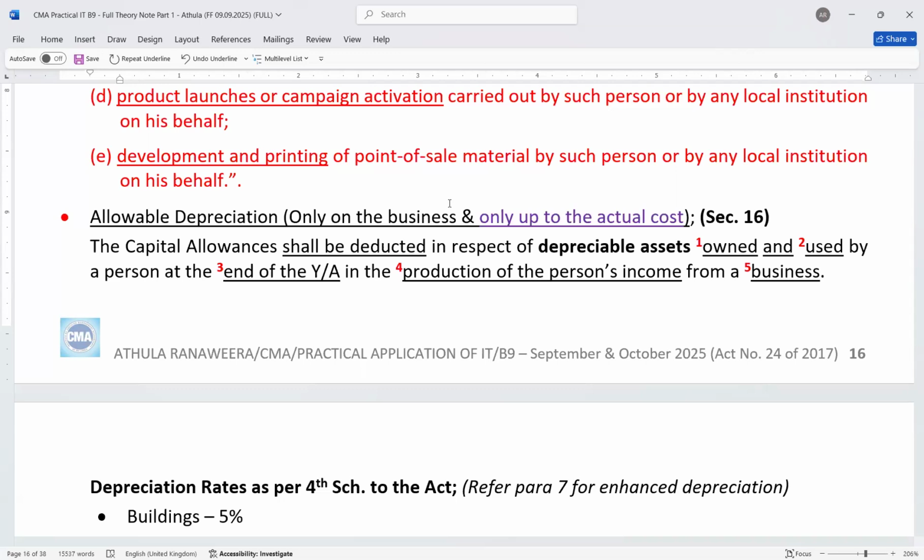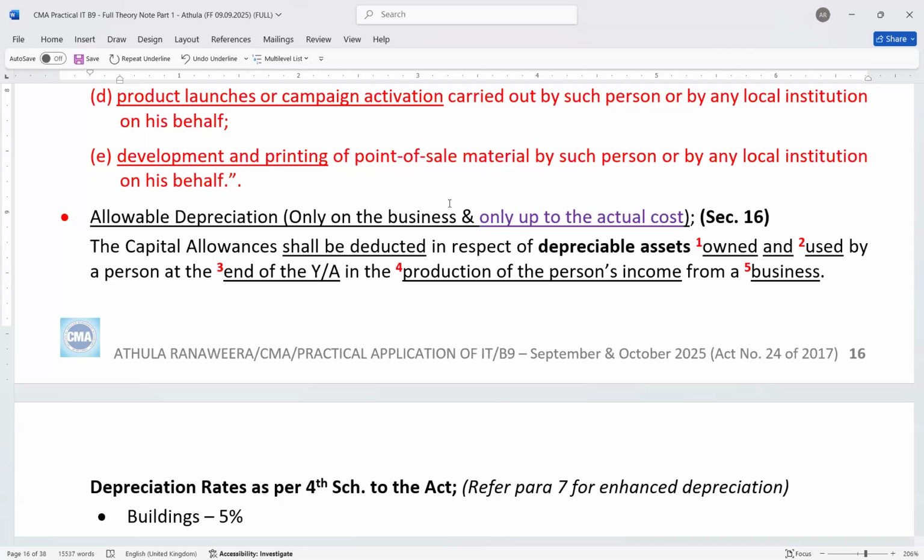The capital allowances shall be deducted in respect of depreciable assets owned. Now there are 5 conditions to fulfill to enjoy this benefit. What are the 5 conditions? Owned and used. You should be the owner and you should use it. Then this asset should be there on the balance sheet date. At the end of the year, you should be the owner of the asset. Then during the year, you should use it for the production of income. Then from a business, right? You have to use this asset for the business.